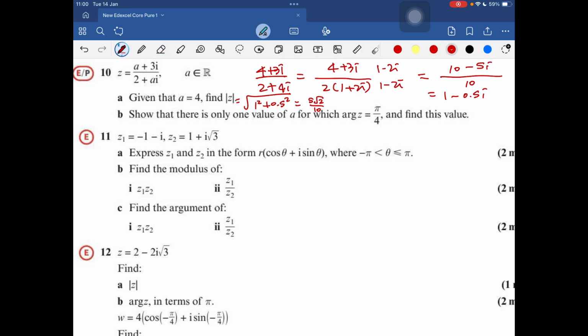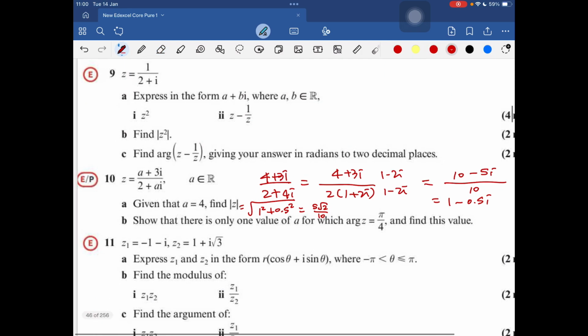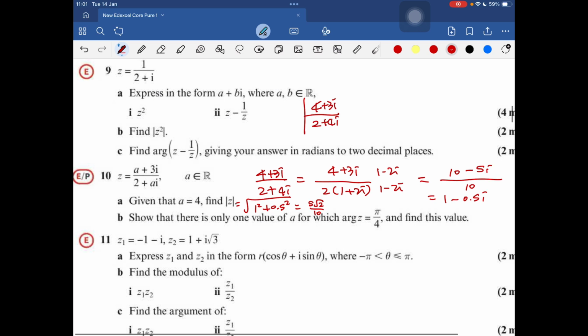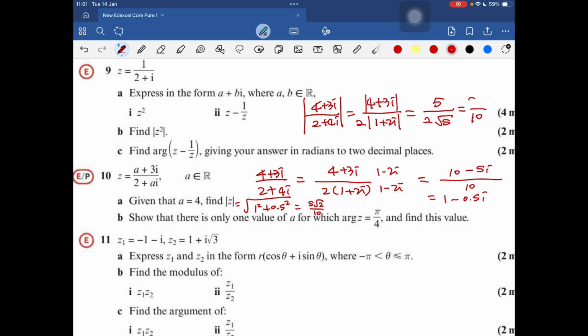So this is how we find it. But actually, if you find the modulus of 4 plus 3i over 2 plus 4i like this, we can take the modulus of the numerator, 4 plus 3i, over the modulus of the denominator. Square root of 25, which is 5, over 2 square root of 5. So when we rationalize it, we get 5 square root of 5 over 10. Oh, yeah, we can simplify it. So this is the tip.